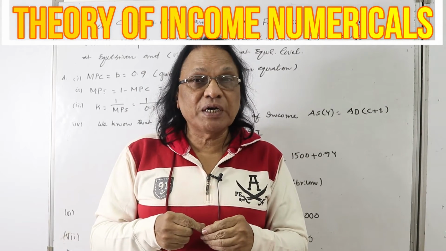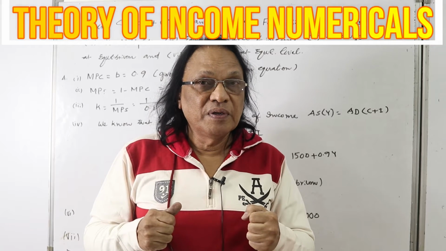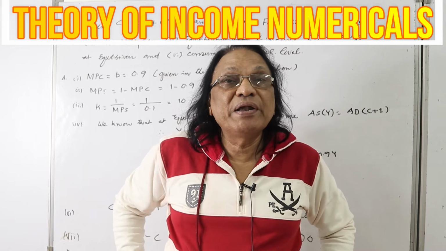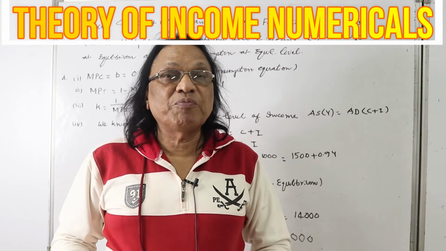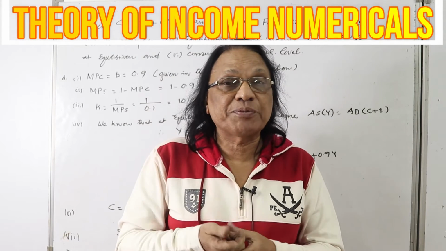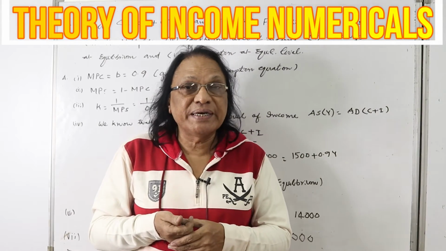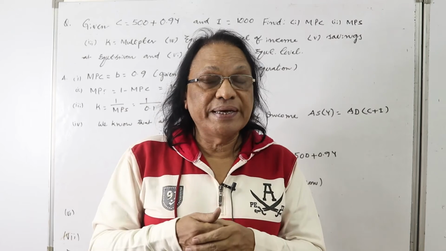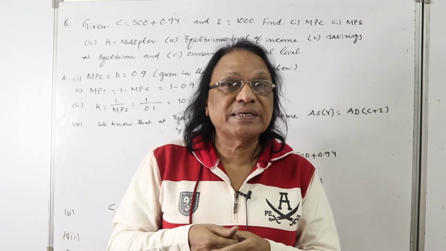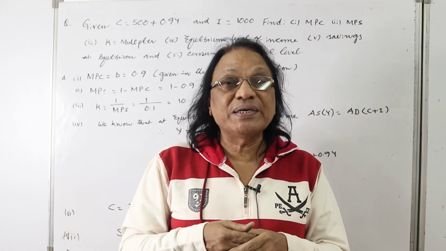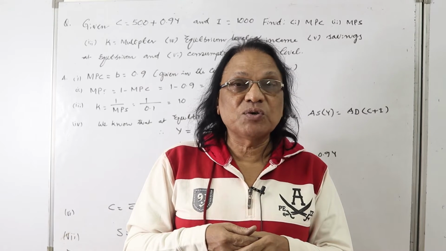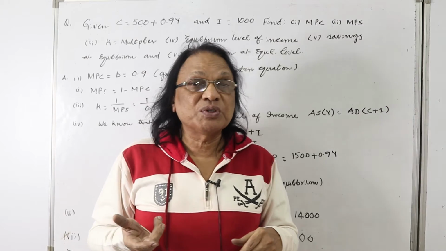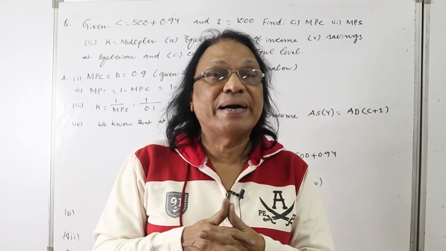Today we'll discuss one numerical from determination of income, employment and output. In that unit, that chapter, we learned that the economy will be at equilibrium when aggregate demand is equal to aggregate supply. We already know that AD stands for C plus I and AS stands for C plus S. And we know that AS is nothing but national income, so we can write it as Y. So we can write Y is equal to C plus I, and C plus I is equal to C plus S. C gets cancelled. Hence, at the equilibrium level of income, employment and output, savings will always become equivalent to I.